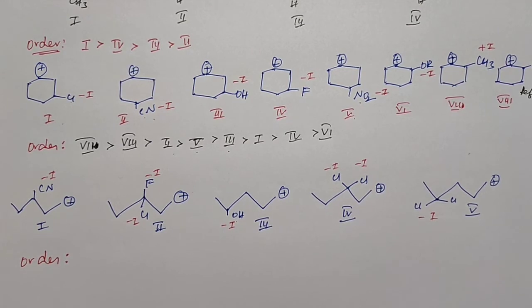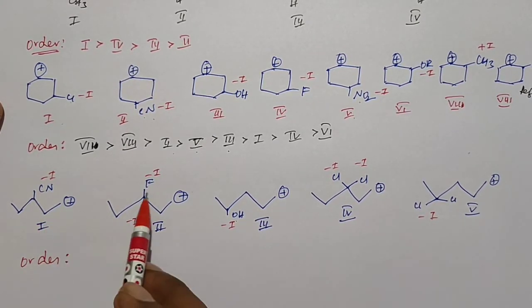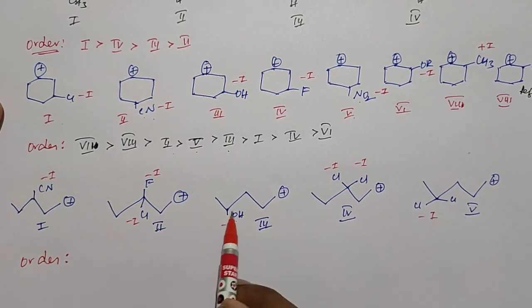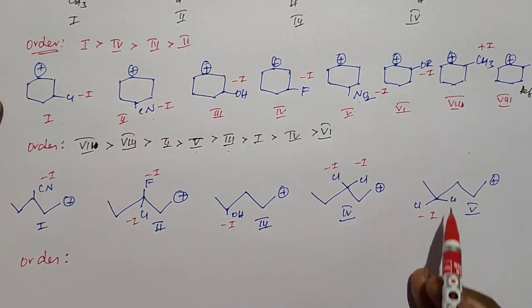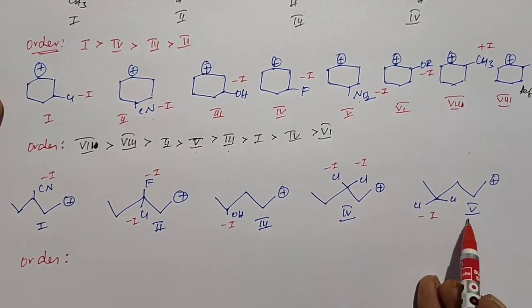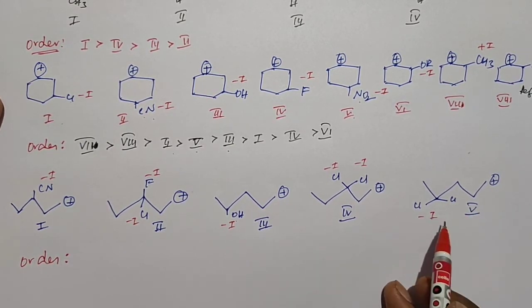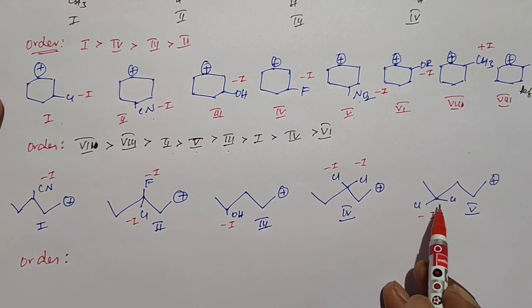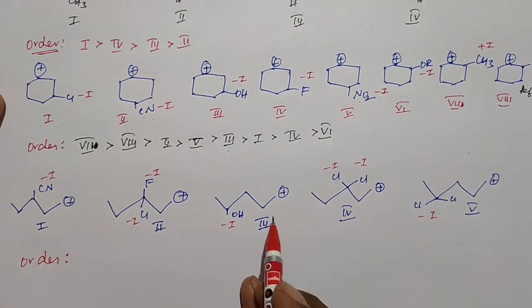If the distance between the minus I group and the positive charge increases, the stability increases. So here in between the minus and positive charge we have 1 carbon. Here we also have 1 carbon. Here 2 carbons are present. Here 1 carbon. Here 2 carbons are present. But in the third structure and fifth structure we have 2 carbons in between the minus I groups and positive charge. But in the fifth structure we have 2 minus I groups at the same position. So when the number of minus I groups is increased, stability is decreased. So the third structure is more stable than the fifth one.